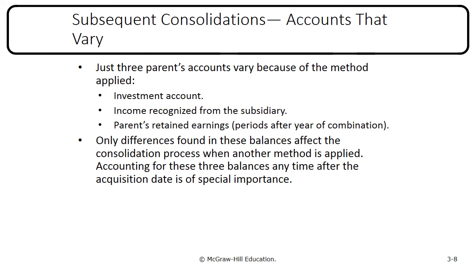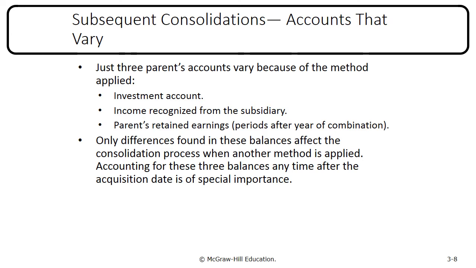Just 3 parents' accounts vary because of the method applied. The investment account, so the balance in there, will be different under all 3 methods. So the elimination will be different of that account. There may or may not be income recognized from the subsidiary on the parent's books directly. And the parent's retained earnings in periods after the year of combination may be different under the three methods. Because under the equity method, they're showing net income directly in income. Under the initial value method, they're only showing dividends in net income, which would ultimately change retained earnings. Okay, so there are different items that will affect the income statement in a year, and therefore retained earnings.